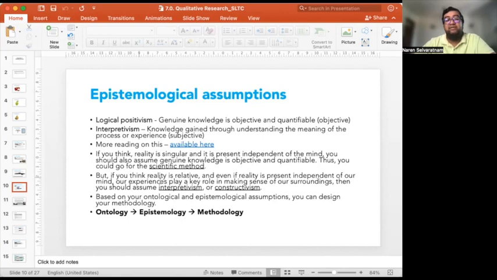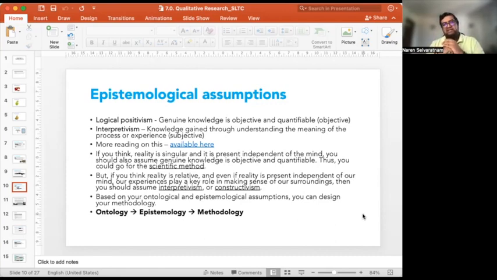So in that sense, the experiences change from one person to another. What is real and what is not real, pertaining to racism, changes from one person to another. And then I have to study that utilizing a subjective method, so I can use interpretivism. That's why I have mentioned here, if you think reality is relative, and even if reality is present independent of our mind, our experiences play a key role in making sense of our surroundings, then you should assume interpretivism or constructivism. Now, another argument is, what is interpretivism? What is constructivism? I'm not going to get into all those things right now. Some say it is the same, some say they are two different sides of the same coin.